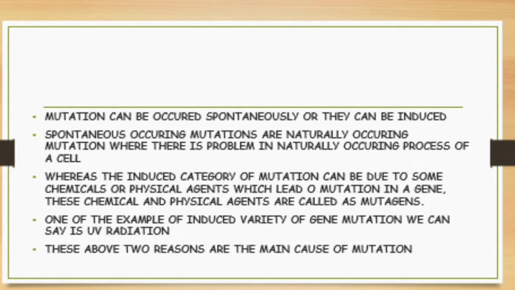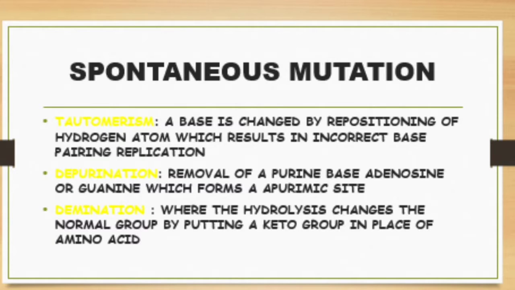We can say mutations can occur spontaneously or they can be induced. So what do we mean by spontaneous mutations and induced mutations? Spontaneous mutations are the mutations that occur by natural causes. They are not induced. Spontaneous mutations are those which arise naturally, not through the action of a mutagenic agent.